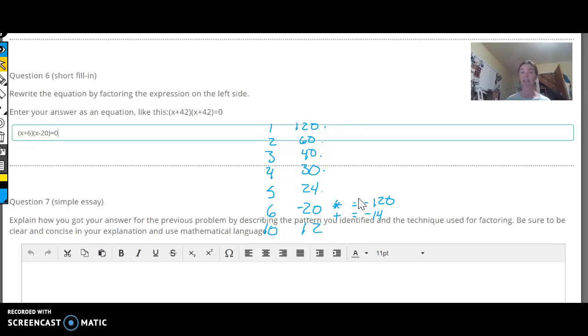So I'm going to let you put that in your own words. You can see exactly what I did. If you need to rewind it and describe it in greater detail, you can definitely do that. But go ahead and just describe how we got to x plus 6 times x minus 20 being equal to that x squared minus 14x minus 120 equals 0.